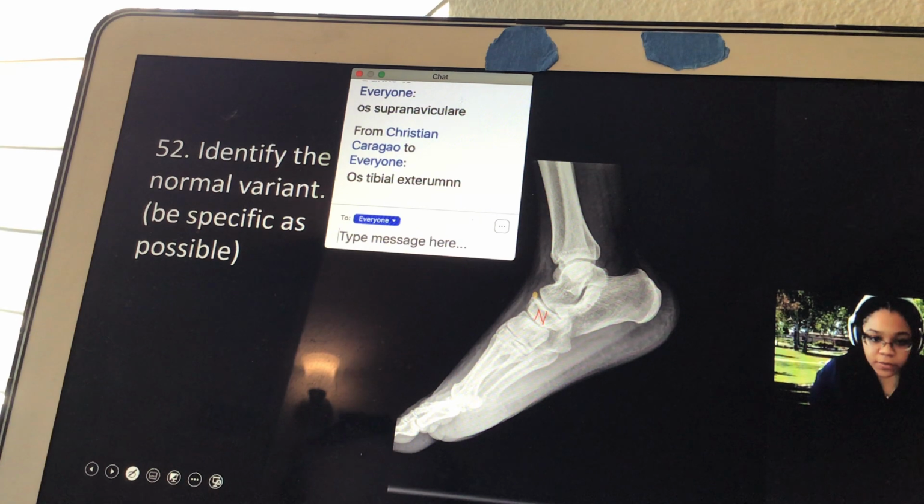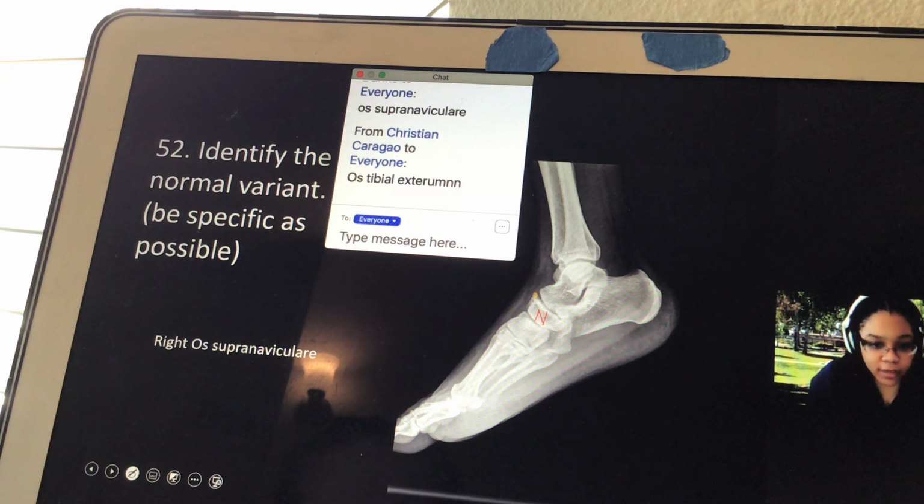It's our navicular. It's superior to the navicular. This is our os supernavicularis.